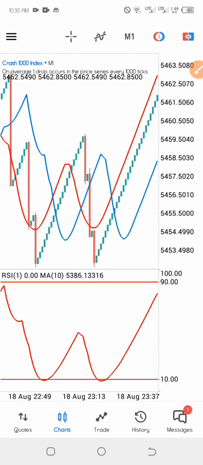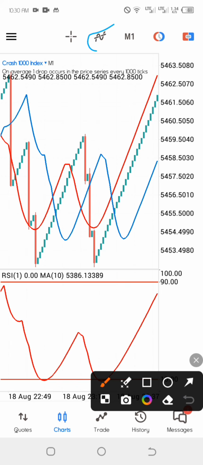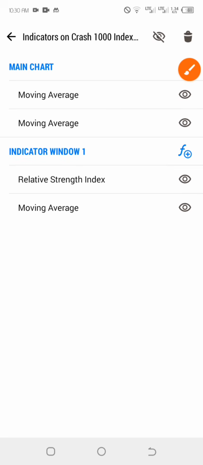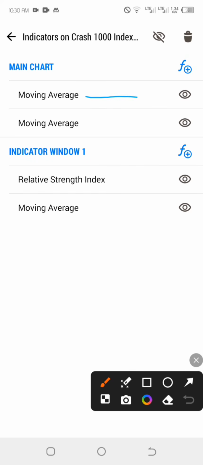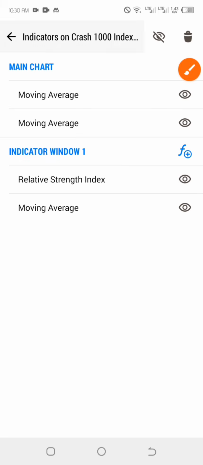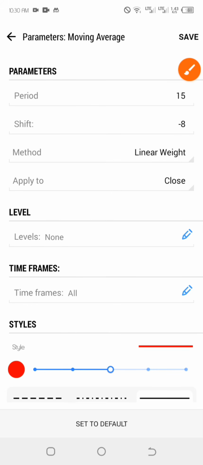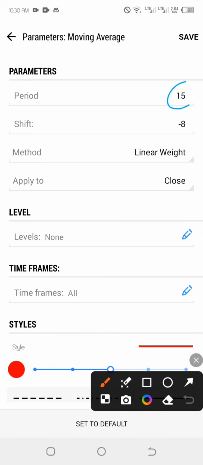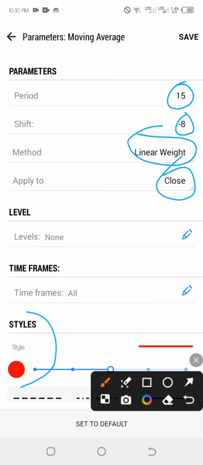Okay, so now go to this icon you are seeing at the top. This way we are going to be adding the indicators, and the first indicator is the moving average. How do we add this up? We click on this F icon, that's your moving average, and click on it. Now for the moving average, the period is 15, shift is minus 8. Make sure you put minus. So minus 8, method is linear weighted, apply to close. For the style, we are using the red color. So click on save once you do that, and you have your moving average in your chart.